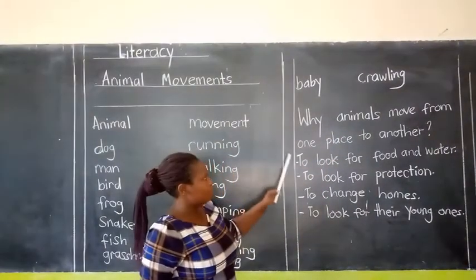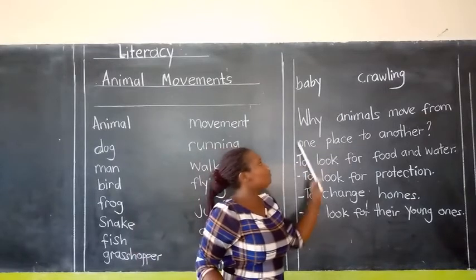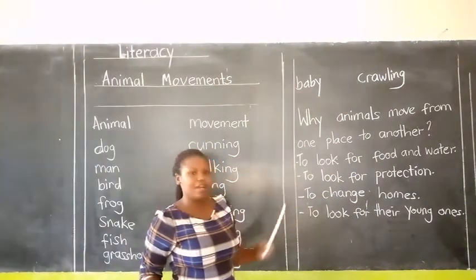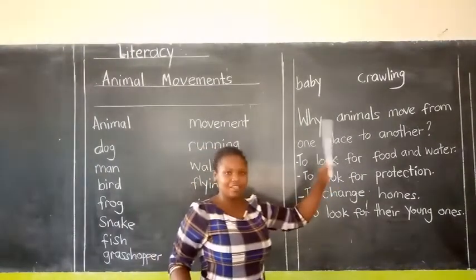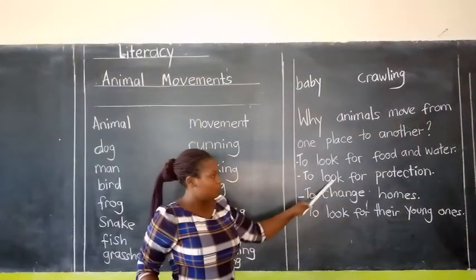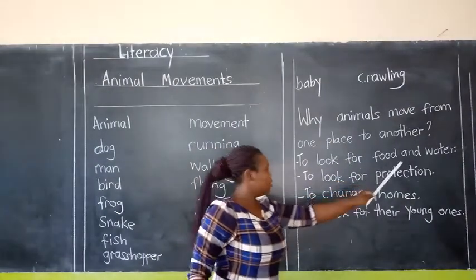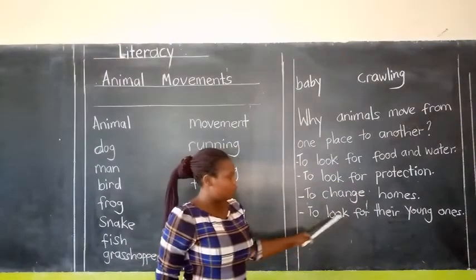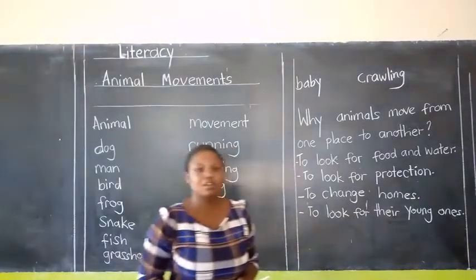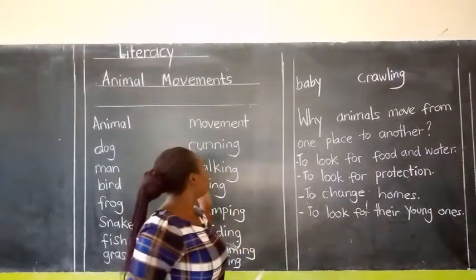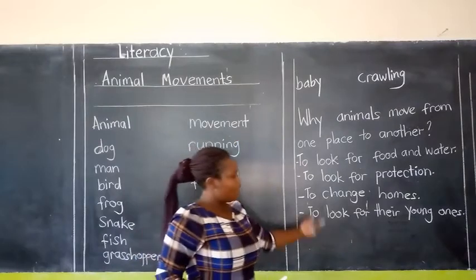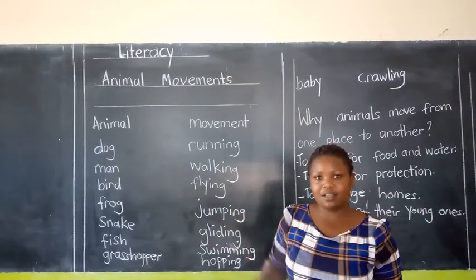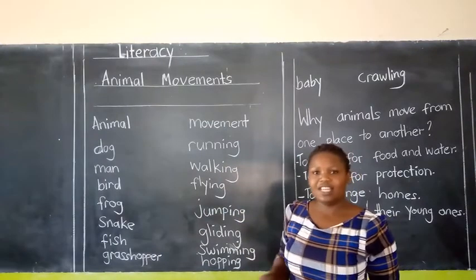And then we have gone ahead to look at why animals move from one place to another. Why do you think animals move from one place to another? It is to look for food and water, to look for protection, to change homes, and then to look for their young ones. So these are some of the work we have looked at about animal movements.